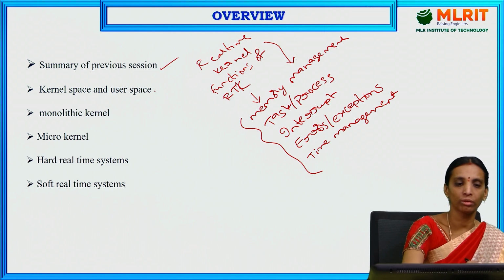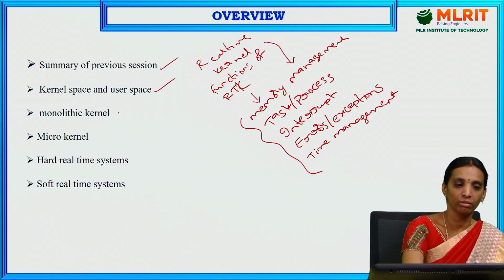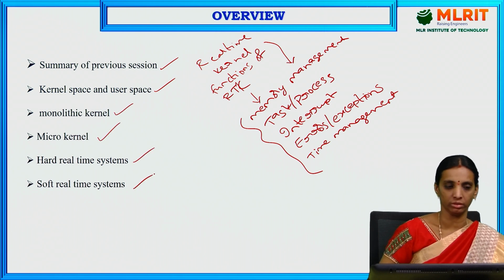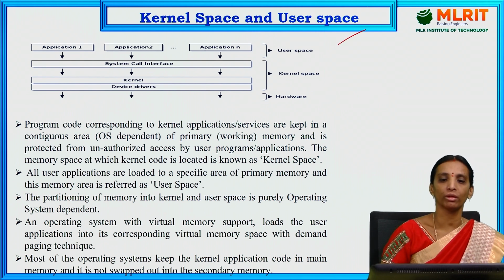Now in today's session we are going to discuss kernel space and user space, the different types of kernels, which are monolithic kernel and microkernel, and different types of real-time systems. Let us go to today's topic now. The first one is kernel space and user space.